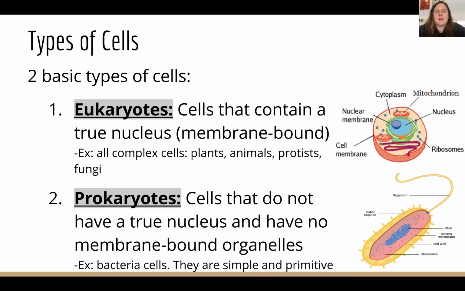The other type of cell is a prokaryotic cell. Pro, the root, means kind of primitive or before. So these are cells that do not have a true nucleus. So their genetic material is free floating within the cell. They don't have any membrane-bound organelles as well. And examples of prokaryotic cells are bacteria. They're very simple, and they're also very primitive types of cells.